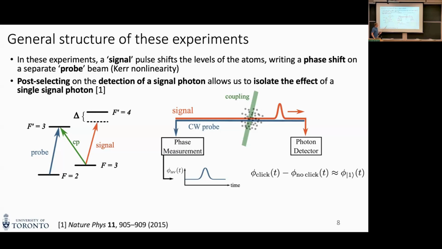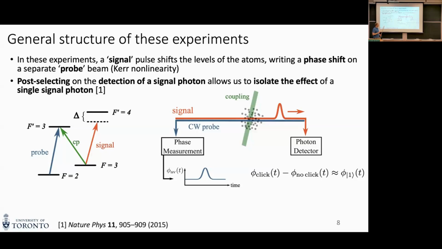Our group quite a while ago developed this interesting technique to effectively isolate the effect of one photon without having to have an actual single photon source. The idea is that if you send in a pulse of light that has some number of photons in it, and you measure the effect of that pulse, so you get some kind of phase shift in time, and you also detect whether or not a photon was detected after the medium, it turns out that in the limit that this detection probability is small, if you bin your data into trials where a photon was detected and trials where a photon was not detected, and you take the difference between those two, that gives you the effect that you would have gotten if you had sent in a single photon.